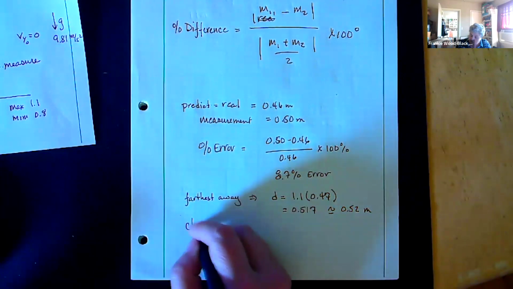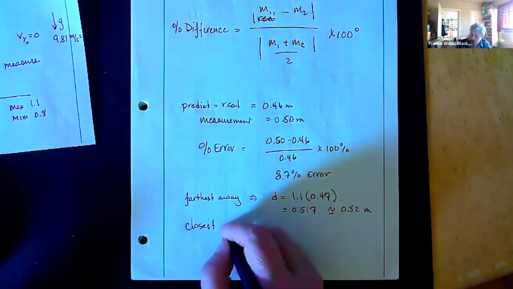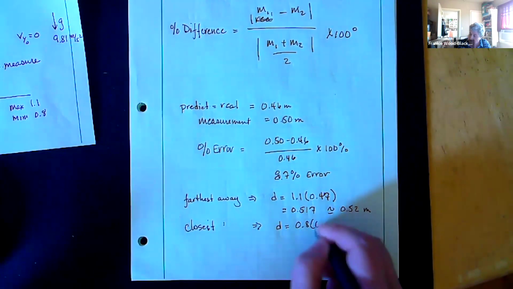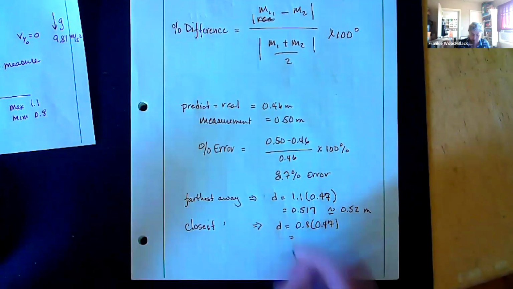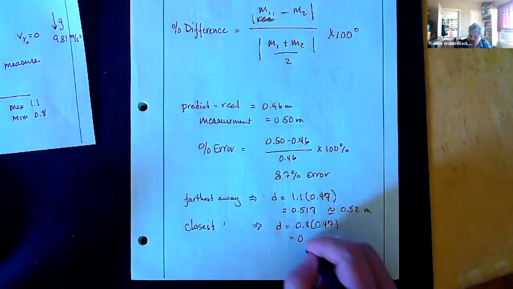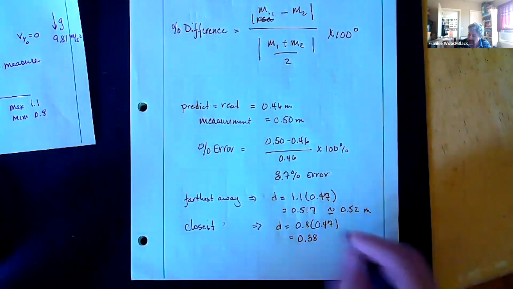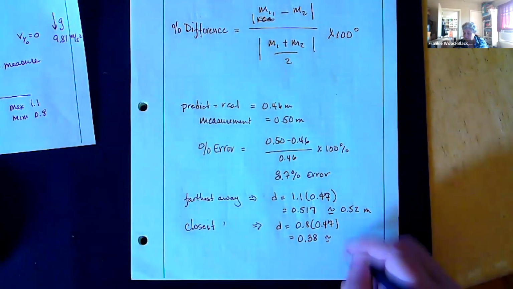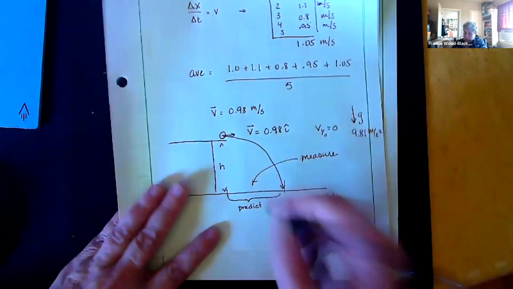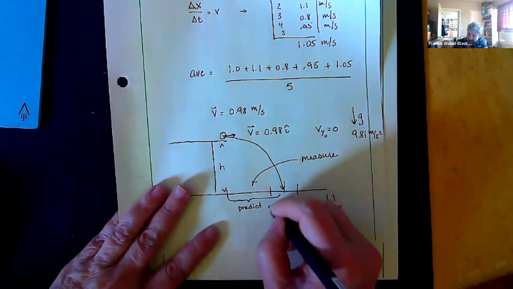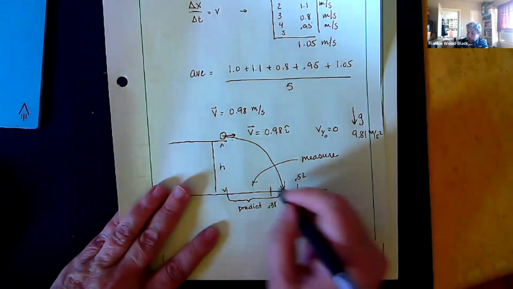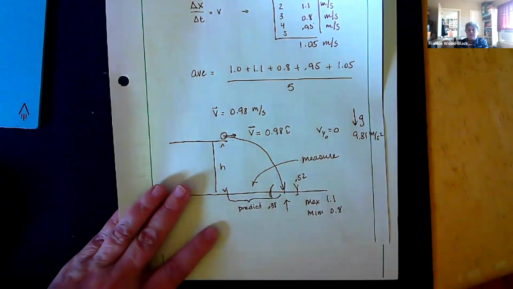My closest to the table is going to be my 0.8 times my 0.47. And that would be 0.38 meters. So as long as my ball falls between 0.38 and 0.52, my experiments work pretty well.